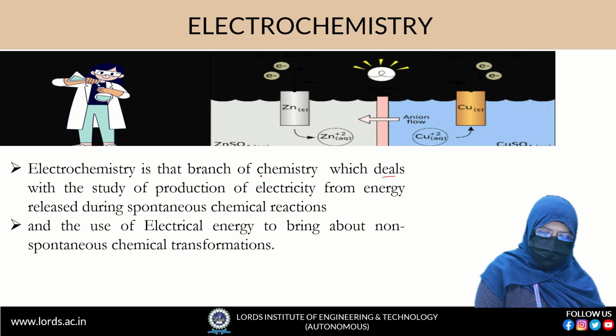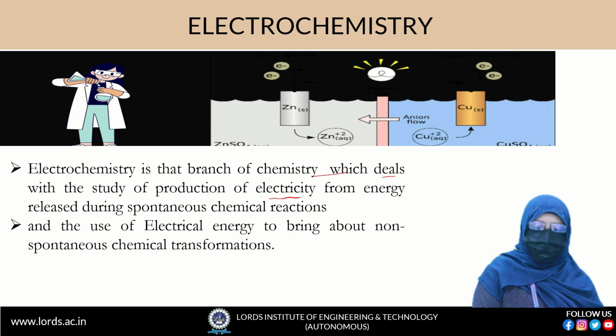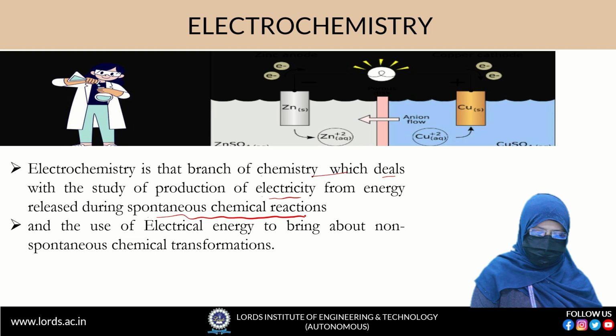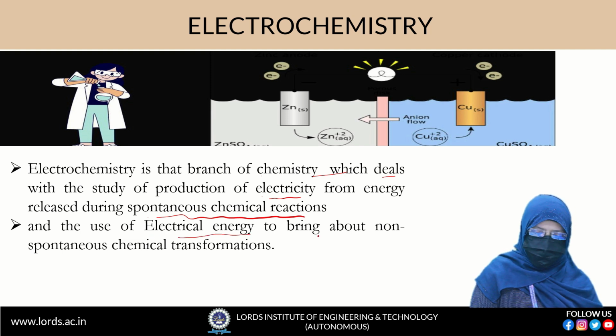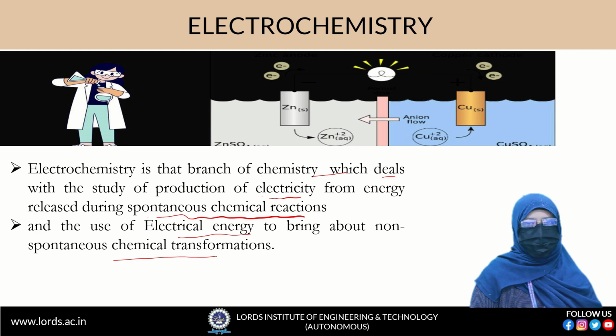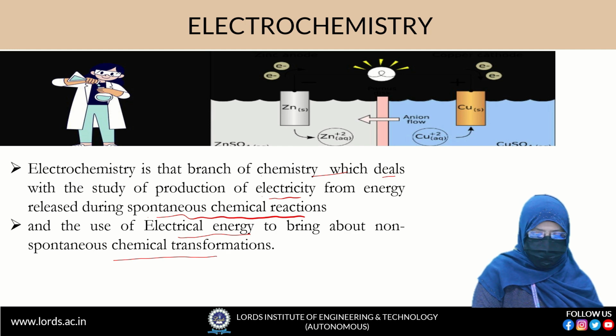It is a branch of chemistry which deals with the study of production of electricity from energy released during a spontaneous chemical reaction, and the use of electrical energy to bring about non-spontaneous chemical transformation. Electrochemistry is completely dealing with the transfer of electrons. So a simple definition is the interconversion of chemical energy to electrical energy and electrical energy to chemical energy.